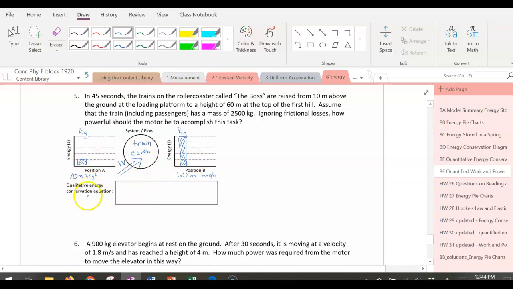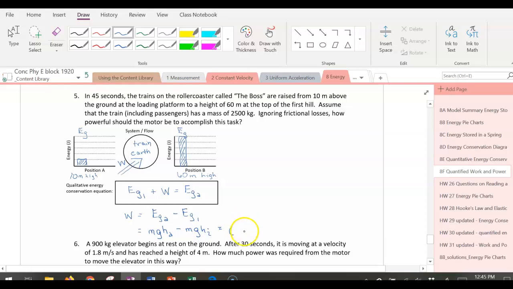I have gravitational energy on both sides of the equation, so I want to be sure to use subscripts. My conservation equation becomes that the gravitational potential energy at the beginning plus the work that was done on the train equals the gravitational potential energy at the end. We're looking for the power of this motor, but in order to find the power, I have to find the work, because power equals work divided by time. So let's solve for the work here. The work is going to be the gravitational potential energy at the end minus the gravitational potential energy at the beginning, and so that's the mass times g times the final height minus the mass times g times the initial height.